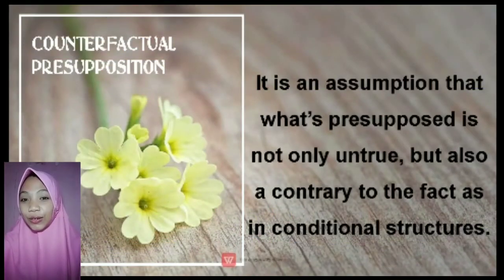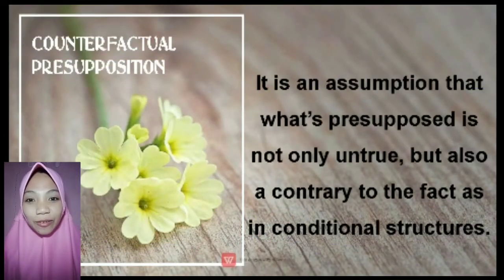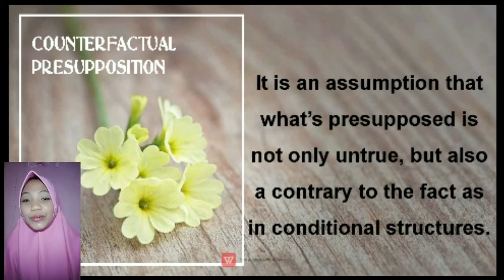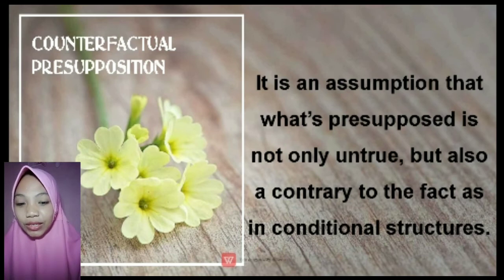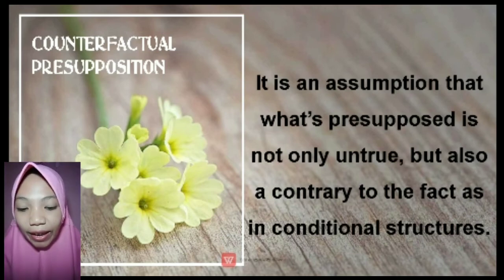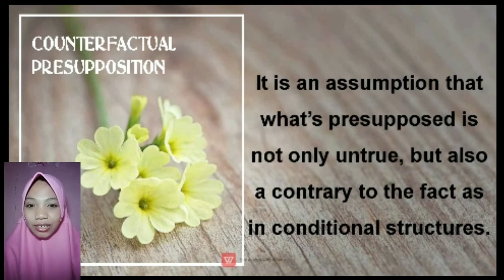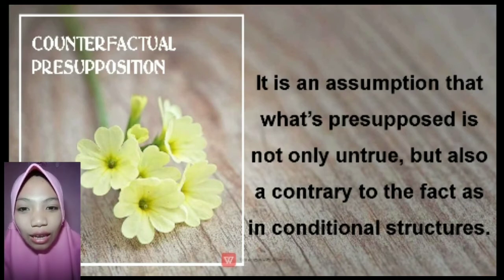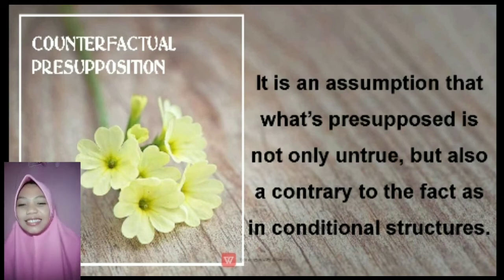Okay, so I think this is the last type for us about presupposition. That is counterfactual presupposition. It is an assumption that what is presupposed is not only untrue, but also contrary to the fact, as in conditional structure. Okay, if you have learned about conditional sentence type 2, you will find it easy to learn this type. Come on, let's see the example.